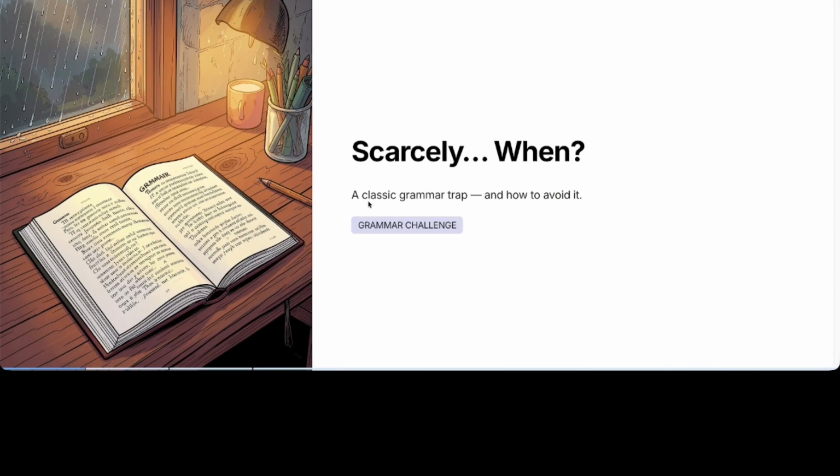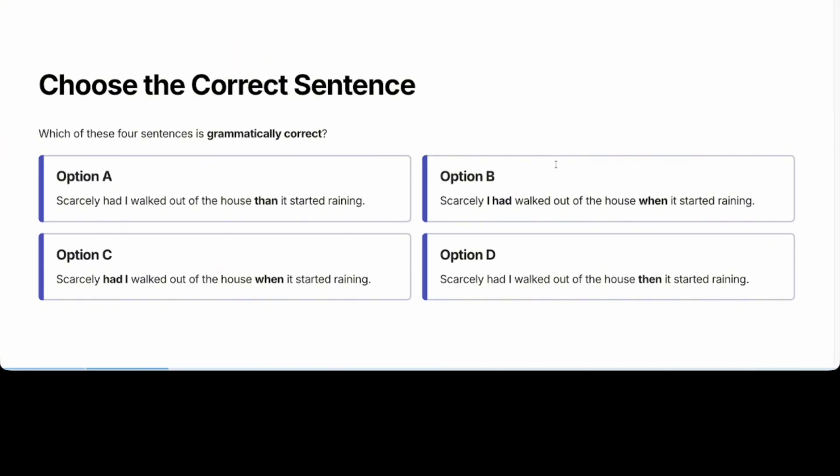Grammar challenge: a classical grammar trap and how to avoid it. Scarcely followed by when. Choose the correct sentence. Which of these four sentences is grammatically correct?